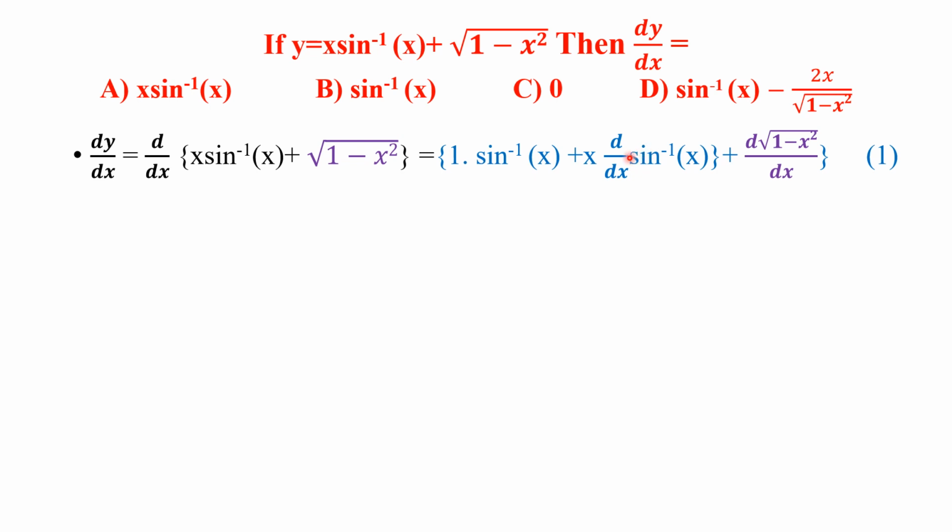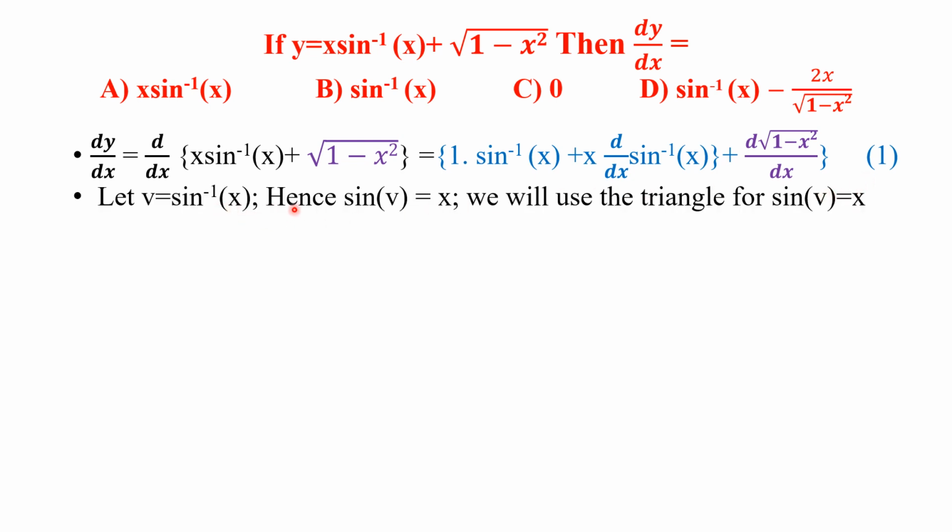But then we have to do the derivative of the second term of the function, which is the derivative of square root of 1 minus x squared. So d by dx of this. Now this equation is extremely important, and that's why we gave it a value of 1, equation 1, to refer to it later on.